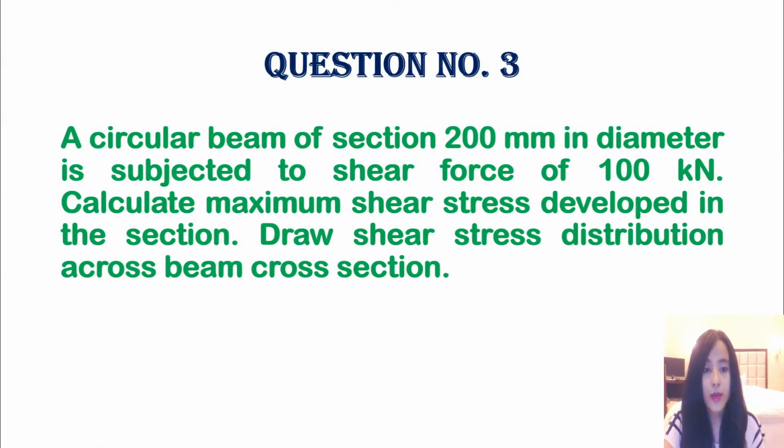This is the third numerical. A circular beam of section 200 mm in diameter is subjected to shear force of 100 kN. Calculate maximum shear stress developed in the section. Draw shear stress distribution across beam cross section.